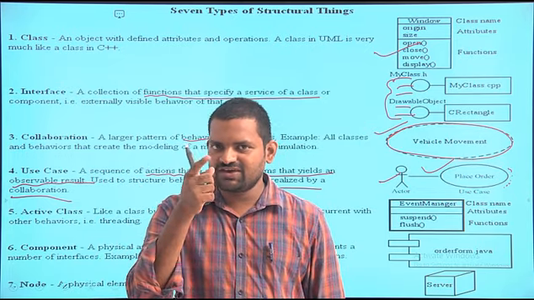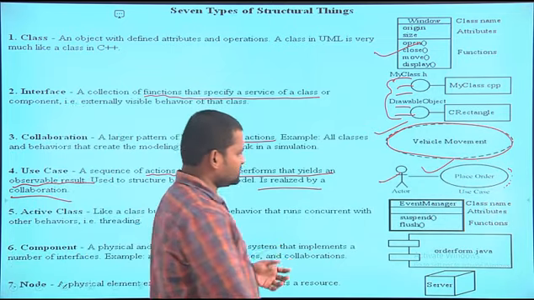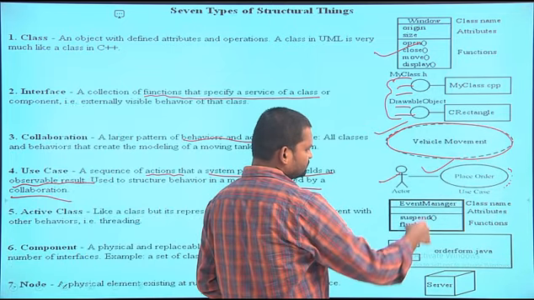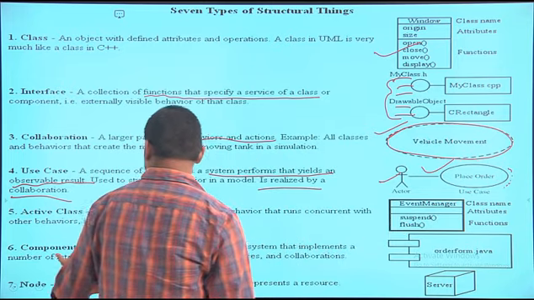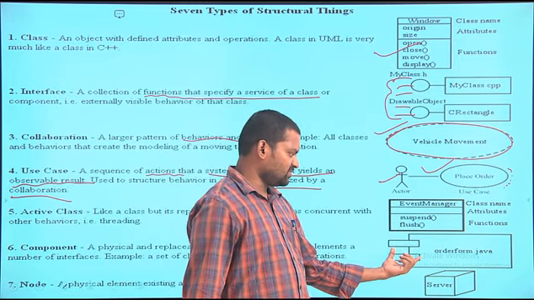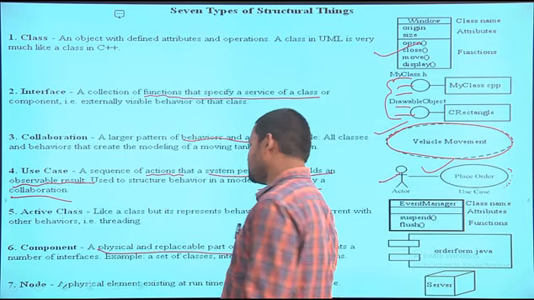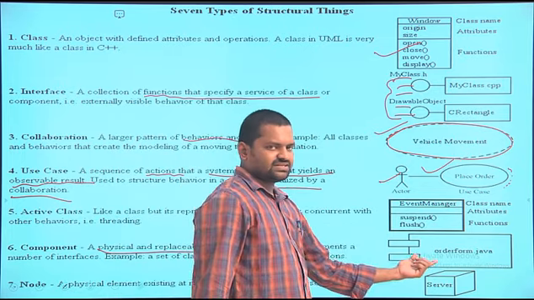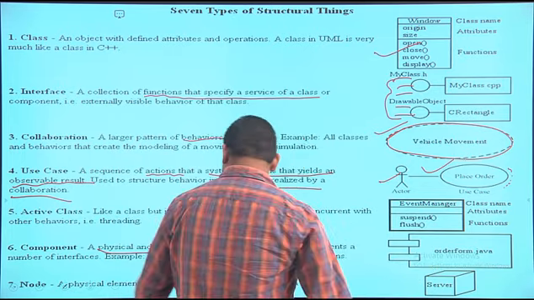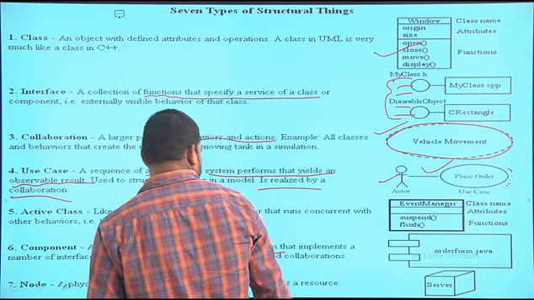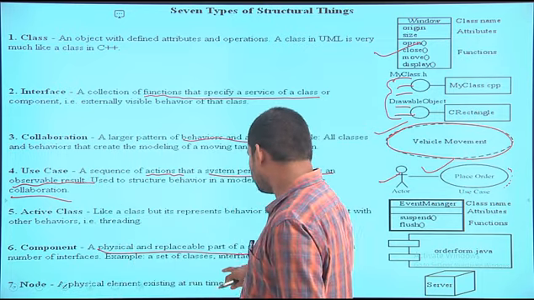See, the active class is represented with bold outlines. The component is like this. A component contains a physical and replaceable part of the system, and it is represented like this. This is the symbol, and here the server. A server is a different kind of node, and this is the server representation. You see like this, right?